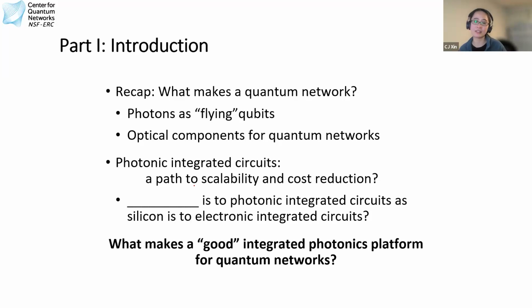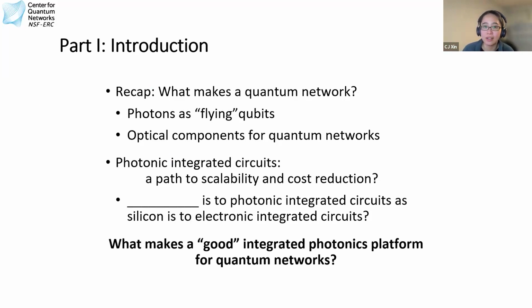The thing to keep in mind throughout this entire talk is that there are going to be a lot of names of materials that you'll hear. Something to keep in mind would be trying to evaluate what, in your opinion, would make a good integrated photonic platform for quantum networks specifically.